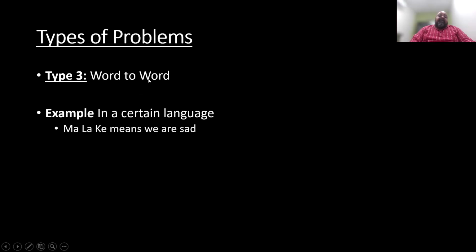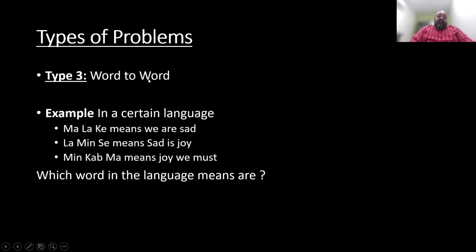For example, in a certain language, Maleka, so this is the code, means we are sad. Every word here will correspond to a code here. The order may not be the same. La min se means sad is joy. Min kab ma means joy we must.